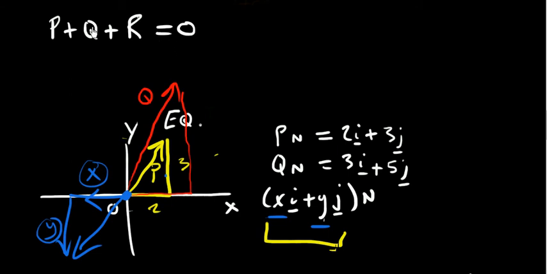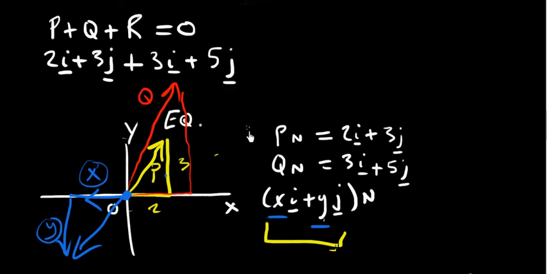they have to equal 0, both in the i and in the j. So then we know that 2i plus 3j, make sure you underline this, which is p, plus q, which is 3i plus 5j, and then finally plus the x and y, xi plus yj. All of that has to equal 0, right?